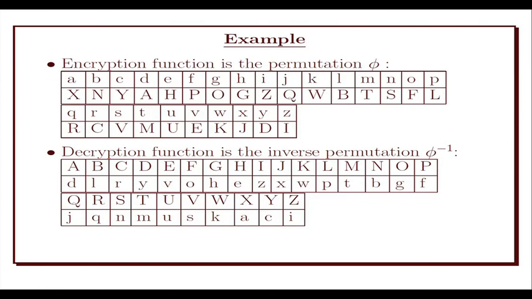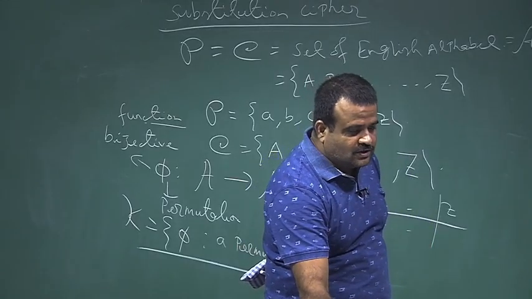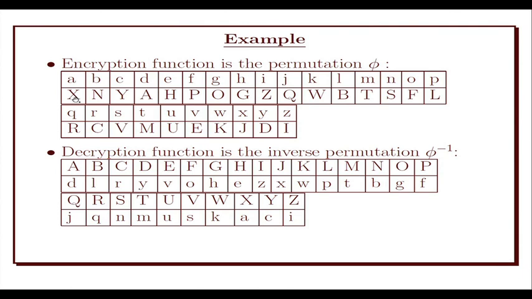Let us take an example. Suppose this is the permutation we are using. There are 26 factorial such permutations. This is a permutation, say phi. A is going to x, B is going to n, C is going to y like this, P is going to L, Q is going to R, R is going to C, S is going to V. We denote this by phi, and this is the corresponding inverse permutation. That means A is going to D, because D was going to A. This is phi inverse. Okay, so this is the permutation.